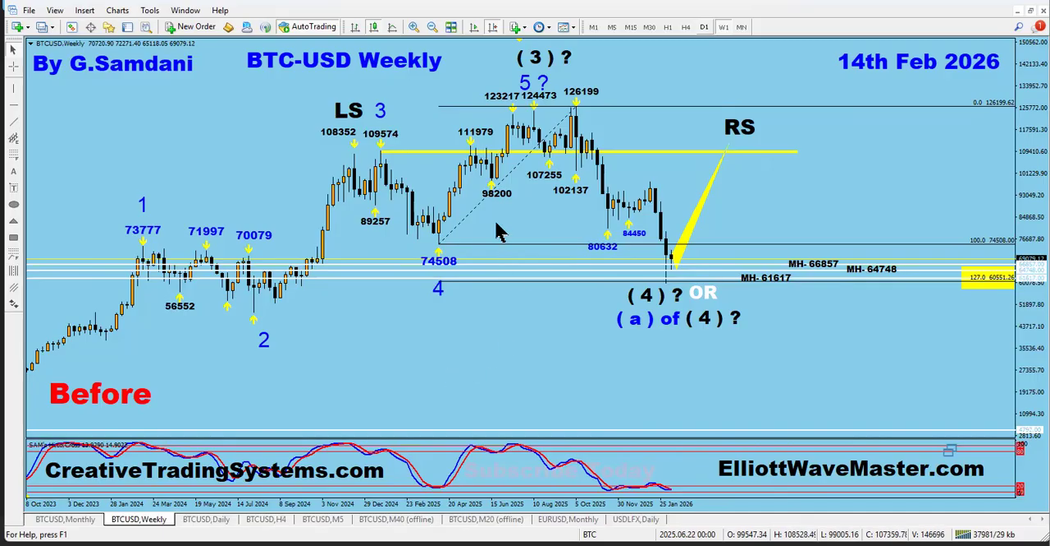So this is how Bitcoin is, and this is the area, by the way. If you draw the fifth from here to here, we touched exactly the 127 extension level and got stopped here. So if we stay above this 66,857, then we're going to go to the upside, definitely. Okay, so this is what it is. I'll redo my charts later. Like I said, in a couple of hours they will be posted on the Telegram.